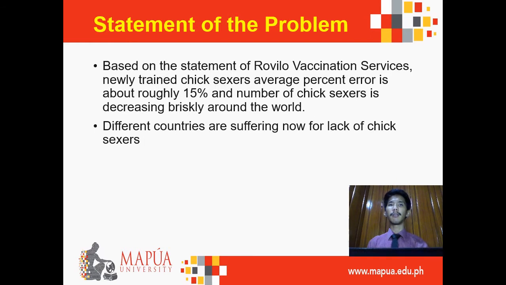Here are the statement of the problem. Based on the statement of Rovilo Vaccination Services, newly trained chick sexers' average percent error is roughly 15%, and the number of chick sexers is decreasing briskly around the world. Different countries are suffering now for lack of chick sexers.